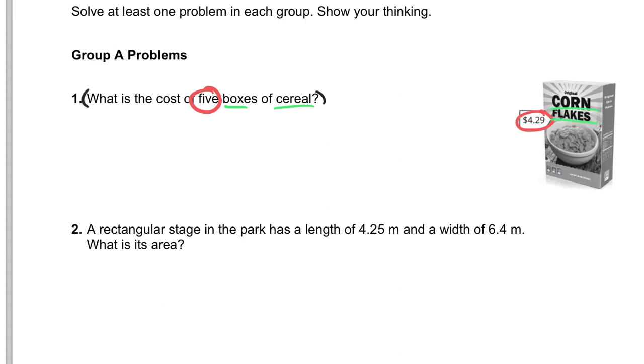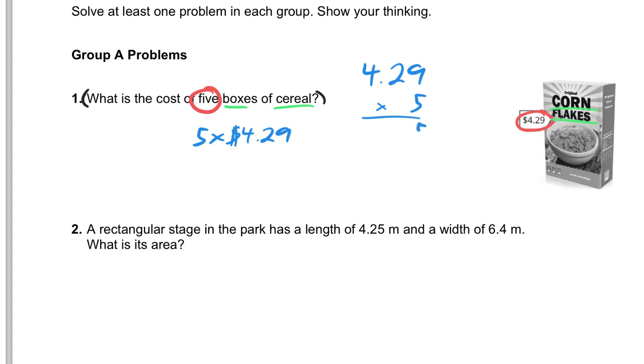Next, we need to make a plan. Well, I have 5 boxes of cereal. It sounds like I have 5 groups of 4.29, so I'm going to write a number sentence for this one. My number sentence would be 5 groups of $4.29. I can put that into my traditional algorithm and multiply.